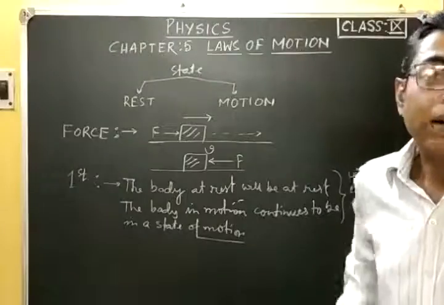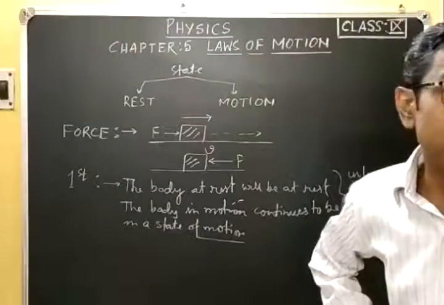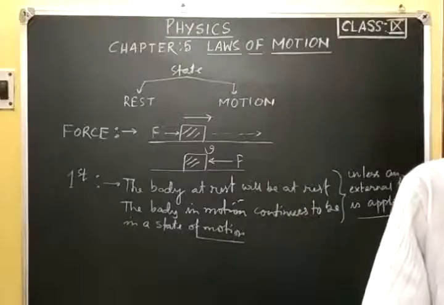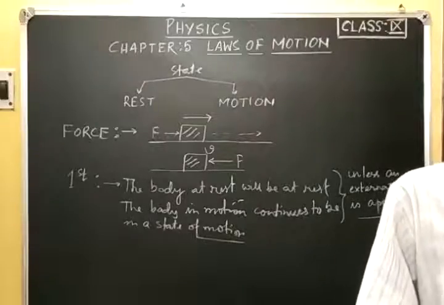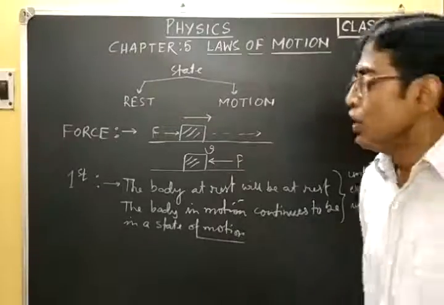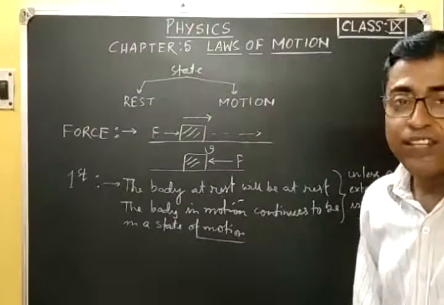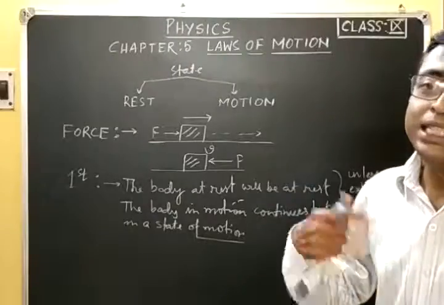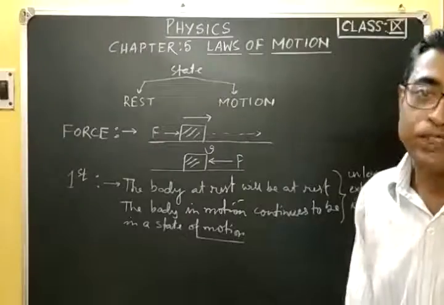So when a body is at rest and no external force is applied on the body, the body continues to be in a state of rest, and the body in motion will be in a state of uniform motion. Remember, I am using the words uniform motion. This is a typical phenomenon, which means the body at rest will be at rest, the body in motion tries to be in a state of motion. So, this is the property of the body.